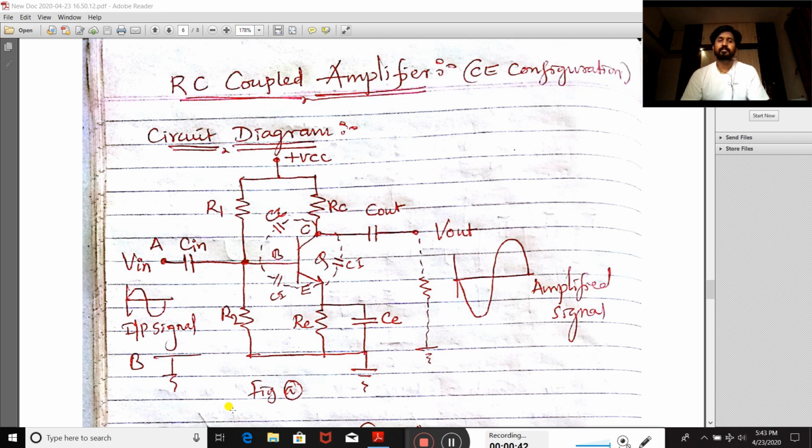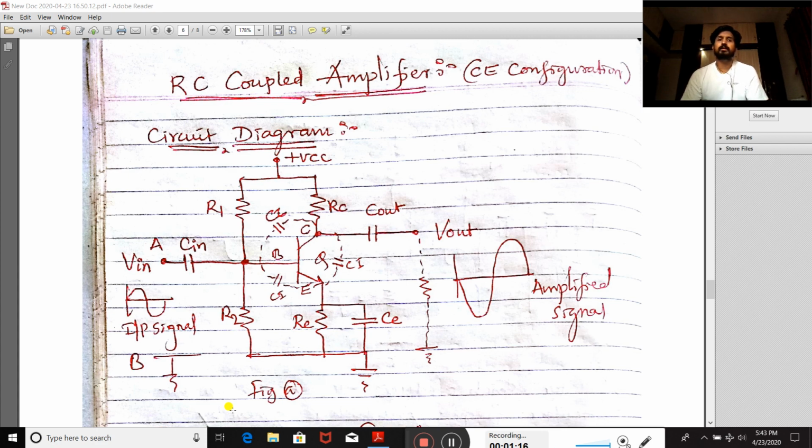Hello students, in today's lecture we are going to learn about the RC coupled amplifier in CE configuration. What is an amplifier? An amplifier is a device which converts a low level signal into a high level desired signal, and the process which does this work is called amplification, and the device which does this work is called an amplifier. And here particularly we are studying the RC coupled amplifier in CE configuration.